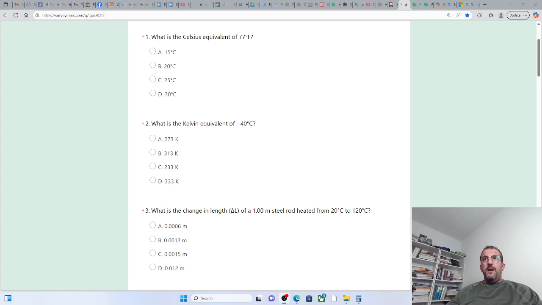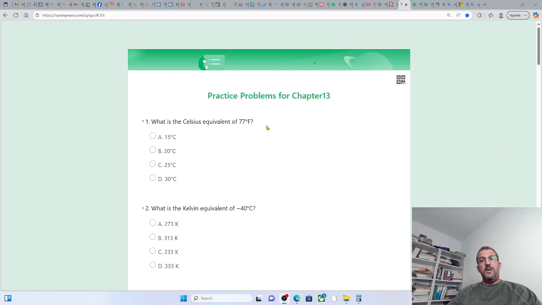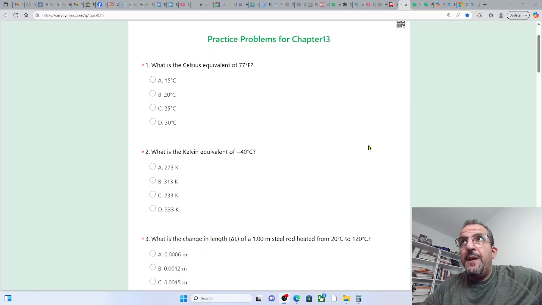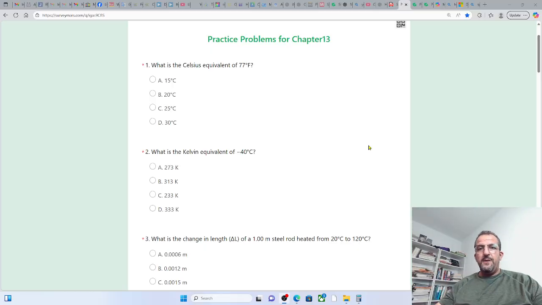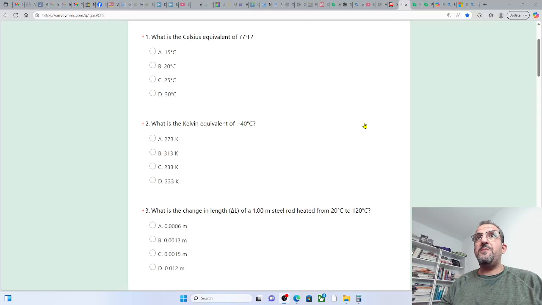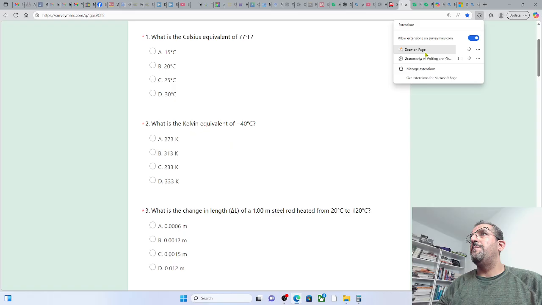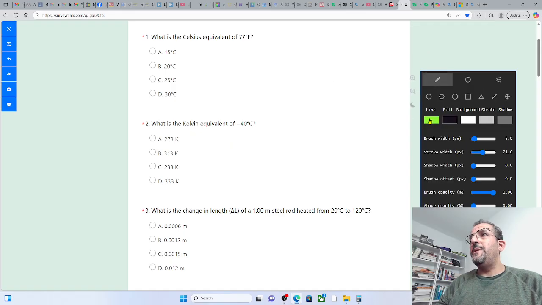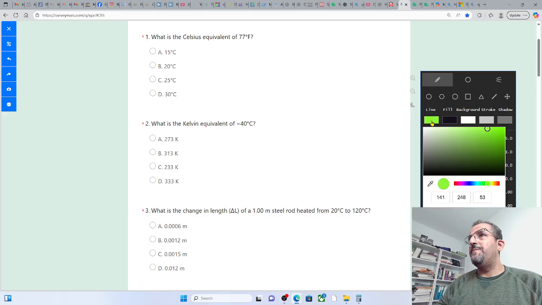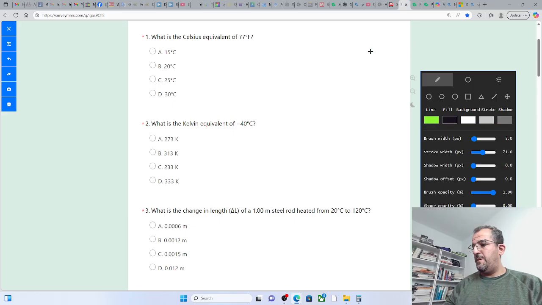Hello everyone, let's do now the practice problems for chapter 13, and from here you can see that we have a very good question about converting from Celsius to Fahrenheit. So to do this problem, we need to use this equation that you can see right here.